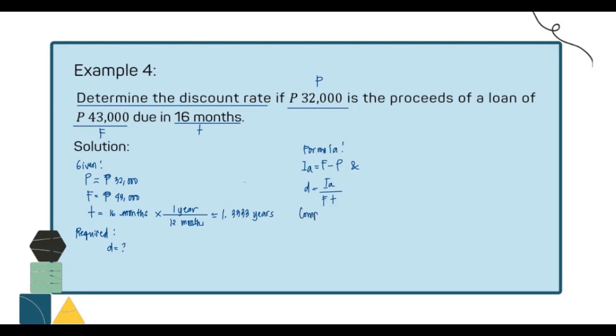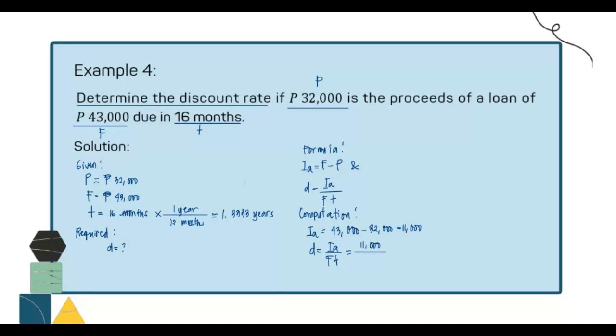For the computation, we try to find first the interest in advance. So interest in advance is equal to 43,000, which is our amount of the loan, minus P, which is our proceeds. That gives us 11,000. Then we make use of this formula to find our D. So D is equal to I sub A divided by FT, and our I sub A that we calculated is 11,000. We make use of that.